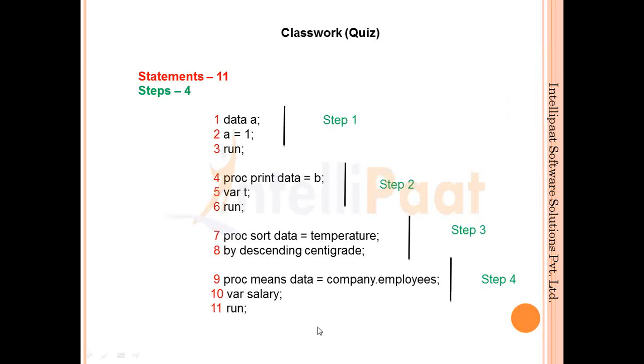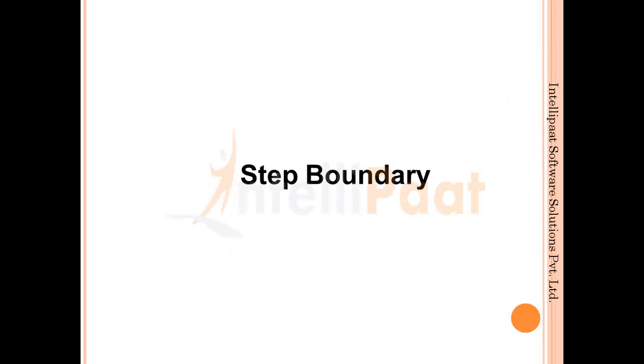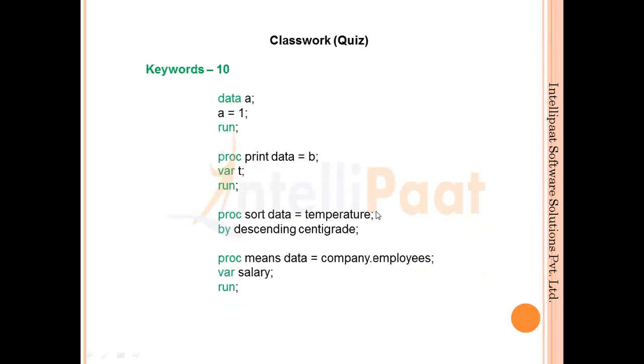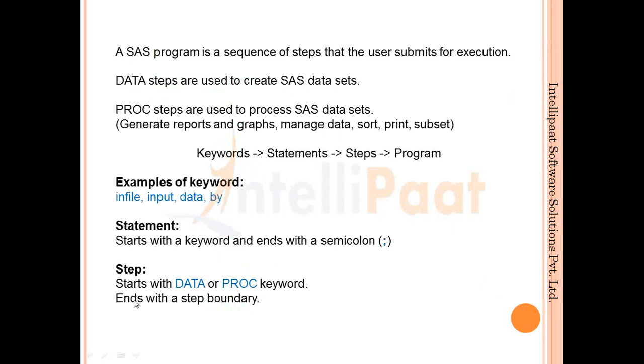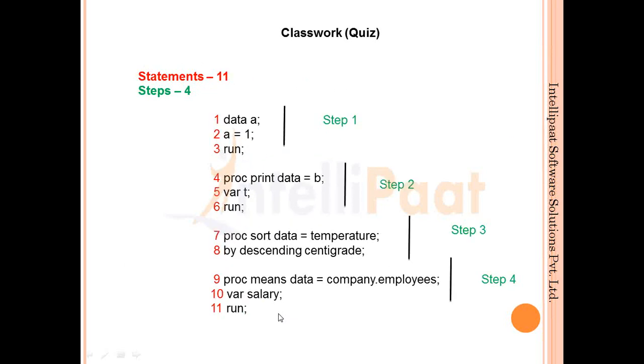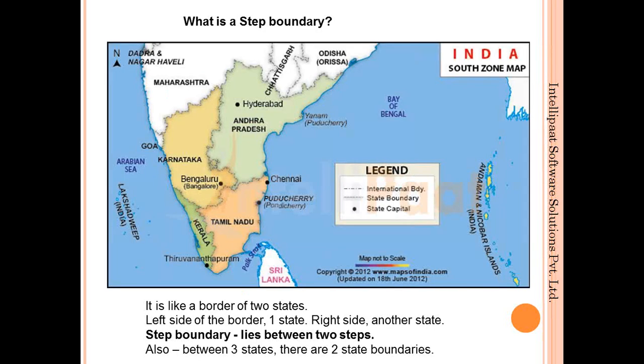4 steps. Alright? Everything is clear till now? Alright. So everything is good to go. Then let's move ahead to the step boundary, the word we just used. Each step ends with a step boundary. So what is a step boundary? Let's take an example.